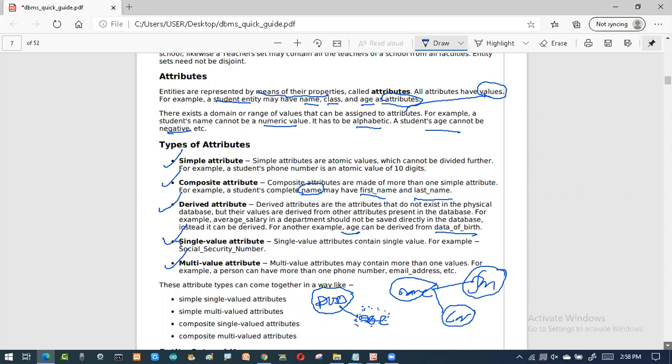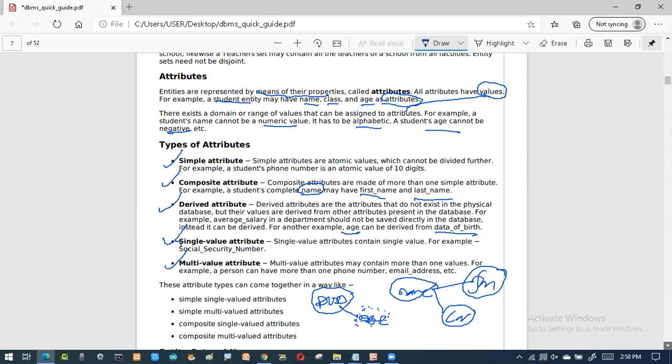Then coming to another very important one, the multi-value attribute. When I'm saying multi-value attribute, it has more than one value. One attribute has more than one value. For example, I am a person, I am a student. I have a personal phone number, I have my family phone number, I have my office phone number, I have a landline number. Like this, I will be having multiple.